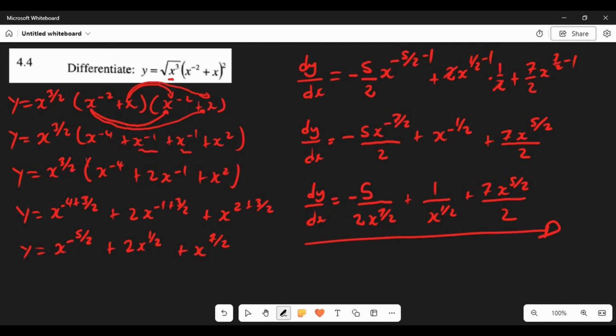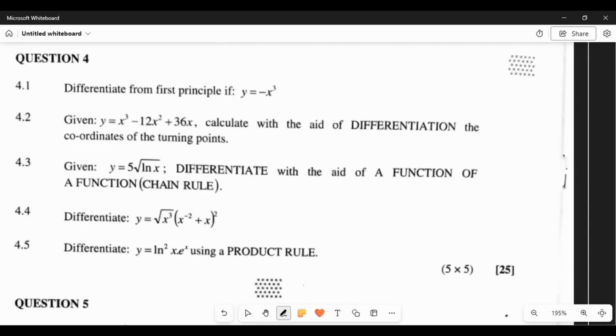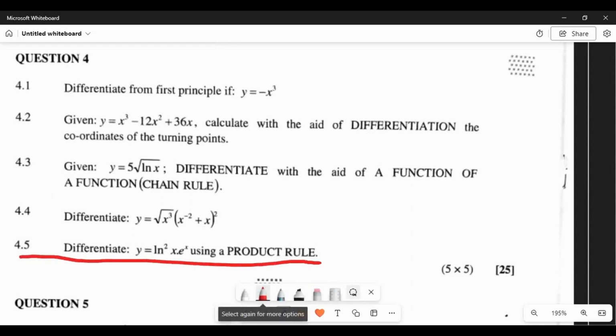Alright guys, we are done with 4.4. We are about to do 4.5. Alright guys, now we have to do the last question of question 4, which is 4.5. So again, this question is claimed to be difficult because they put this. So let's see if really it is that difficult.